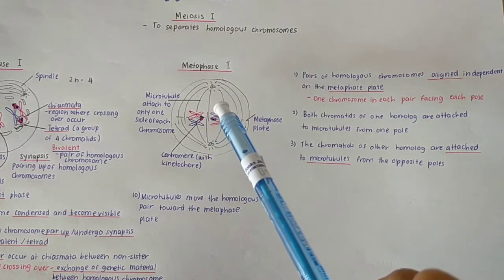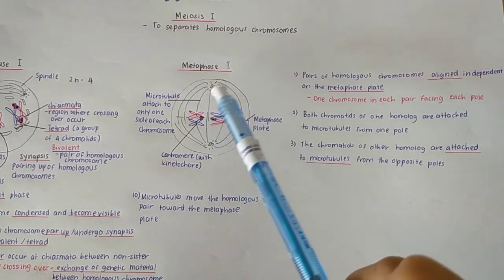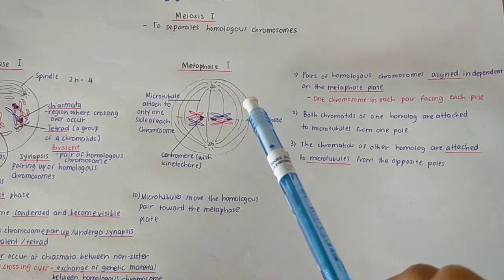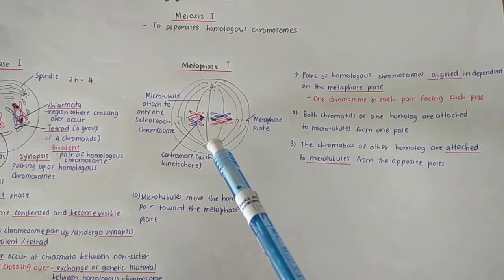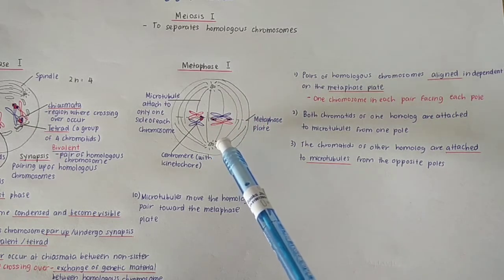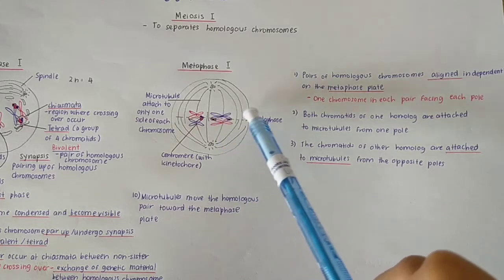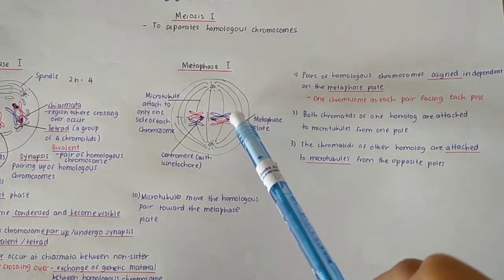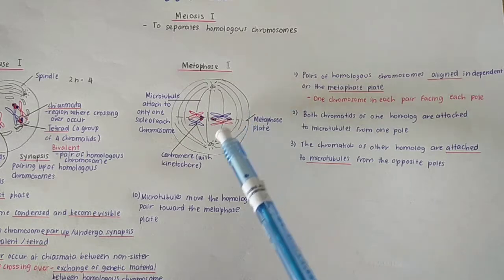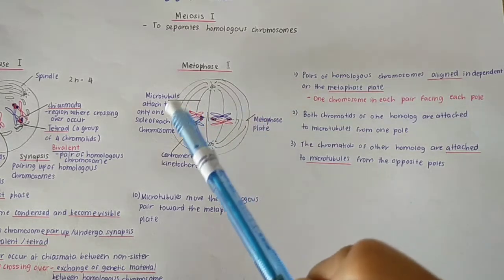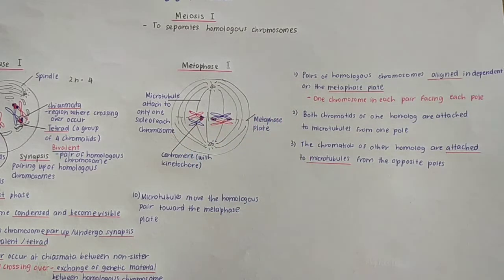Okay, and then satu lagi saya nak ingatkan how to draw the microtubule or how to draw the spindle fiber. Okay, so let's say if there is no attachment of the spindle fiber to any of the chromosome here, so make sure your spindle fiber must be overlapping like this. Okay, and then this is the metaphase plate.